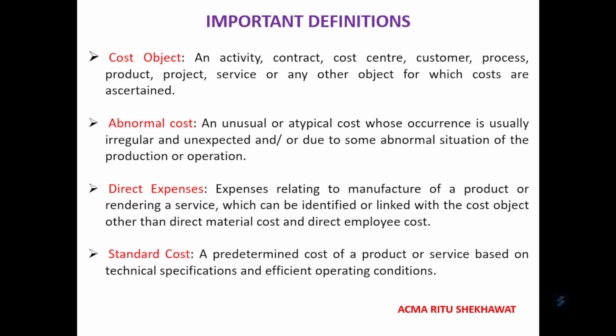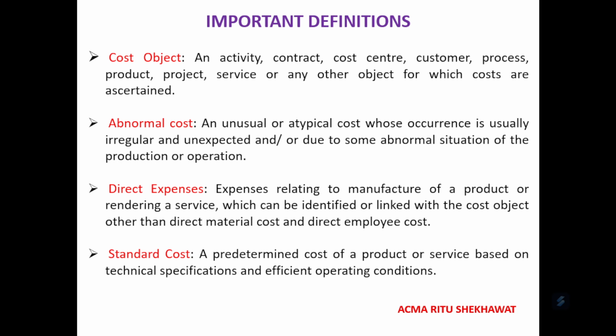Standard cost is a predetermined cost. Before production of the product, we calculate the cost of the product. That is a standard cost, a predetermined cost of a product or service based on technical specification and efficient operating condition. Last but not the least, direct expenses. So this is the major point of this cost accounting standard.